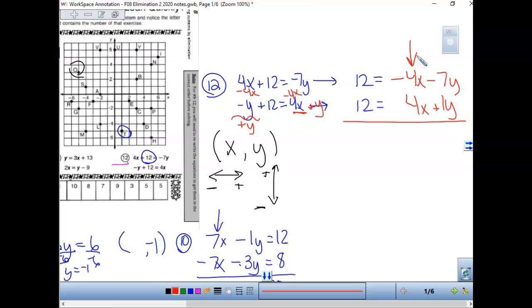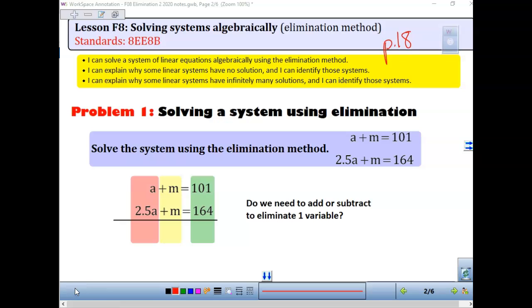So as we are looking at number 19, if everyone's on page 18, as we look at page 18, our standard again is solving it algebraically, being able to look at no solution, false equation, and infinitely many when we have a true equation. So if I look at this problem, it says, should we add or subtract to eliminate a variable? And usually people go, oh yeah, the m's are going to eliminate.